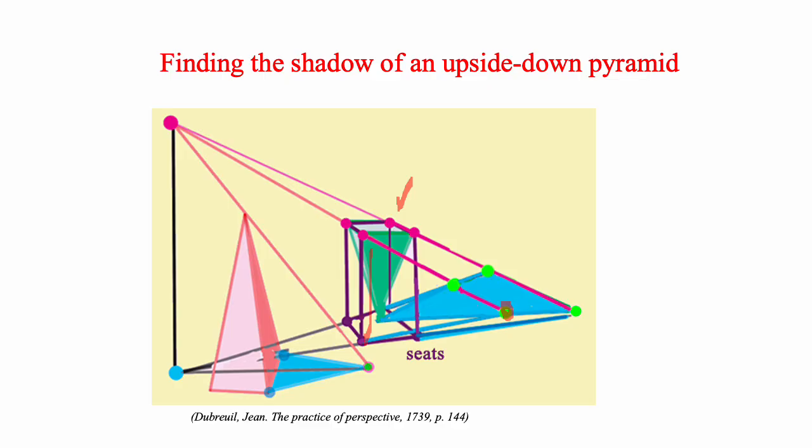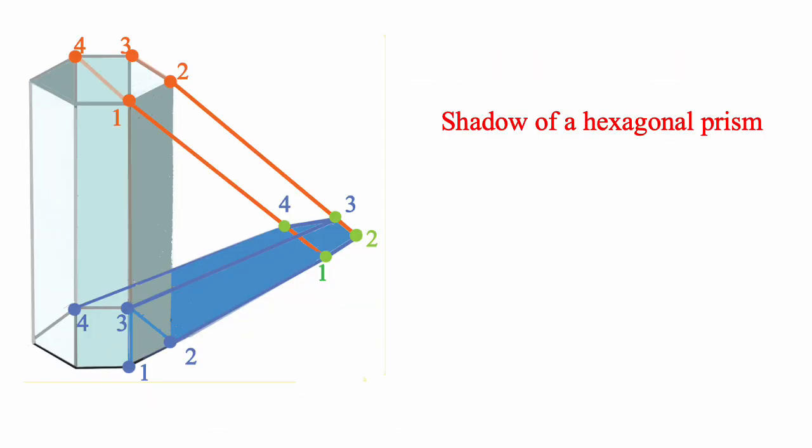To find the shadow of this upside down pyramid, we would have to find seats and then light triangles to identify the intersections. And the pyramid touches its shadow if the tip of the pyramid is on the ground. To find the shadow of this hexagonal prism, we would just use these vertical poles and with light triangles identify the intersections. And if we rounded this out, then we could also round this out and we would have the shadow of a cylinder.